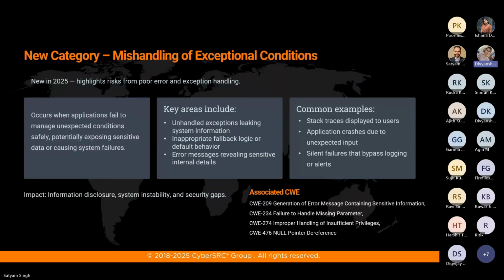Some common examples: stack traces being shown directly to users, where a website shows errors, and those errors contain the internals of the website. Sometimes the application crashes because it can't handle unexpected input. Like for a login page, the web application expects a user ID or password. But what if we put in some strings, some payload, a username of more than 50 characters? What are the conditions that will handle those situations? These are sometimes not defined.